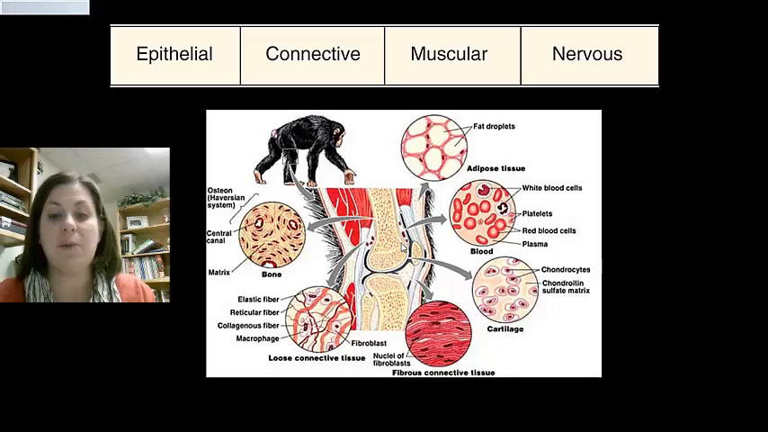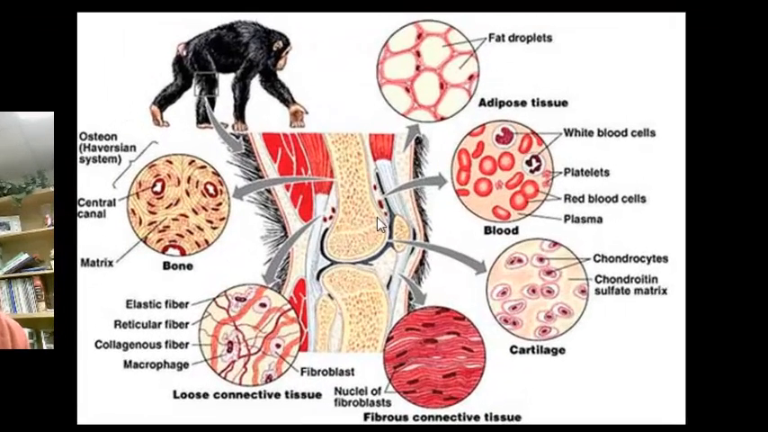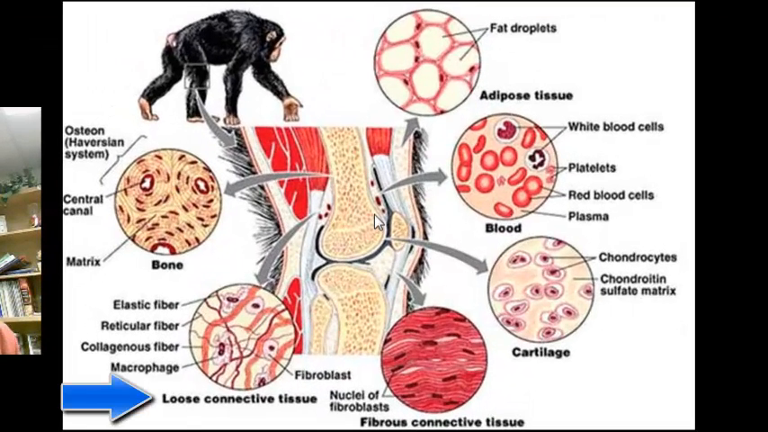Connective tissue is composed of living cells that are widely separated by what we call matrix. The matrix is a non-living portion that contains protein fibers. The matrix can be solid, semi-solid, or a fluid. So let's look at each of these types. First, we have loose fibrous connective tissue. These have living cells called fibroblasts, and they produce a matrix made out of fibers of collagen and elastic fibers.